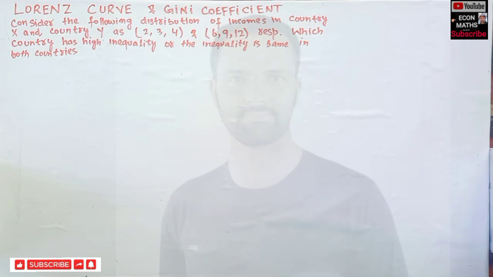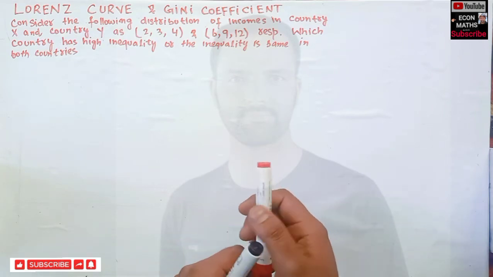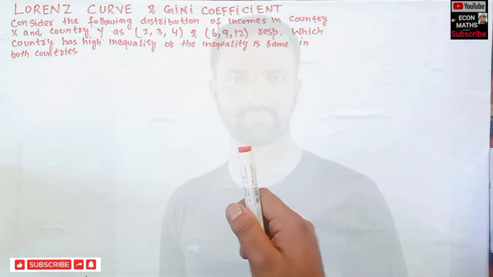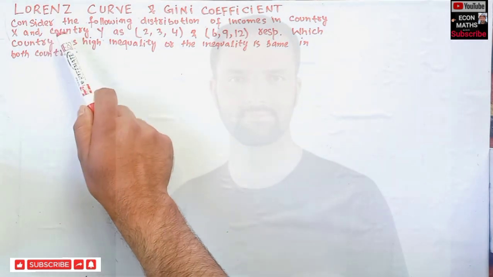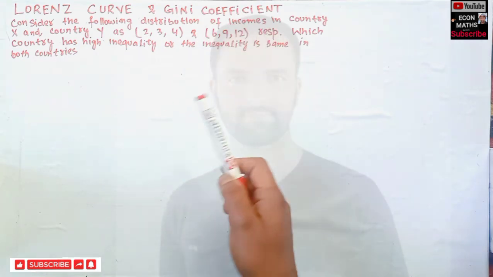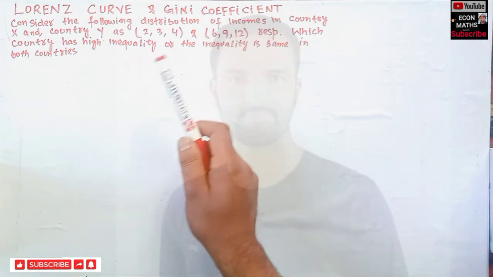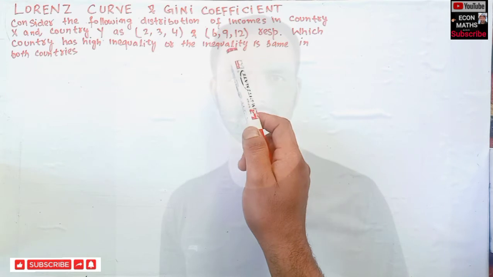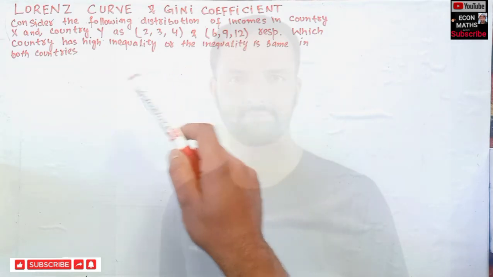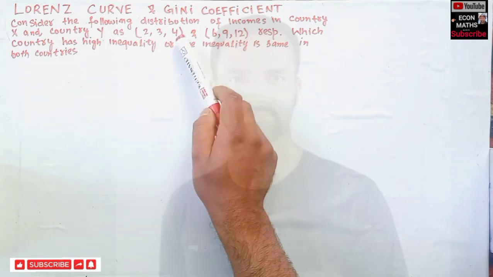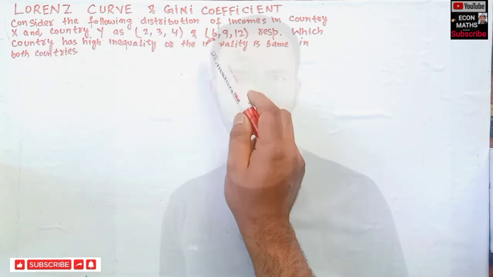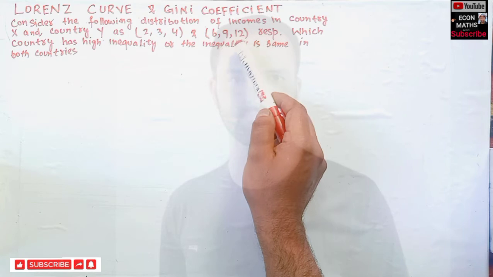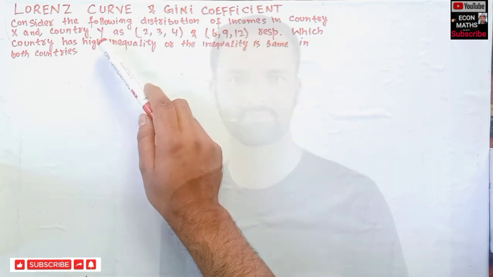We will learn it with an example that was asked by a brother to me in the Telegram channel. The question is like this: consider the following distributions of incomes. We are being given the incomes of three individuals in two countries: 2, 3, 4 is the income of three individuals in country X, and 6, 9, 12 is the incomes of the individuals in country Y.